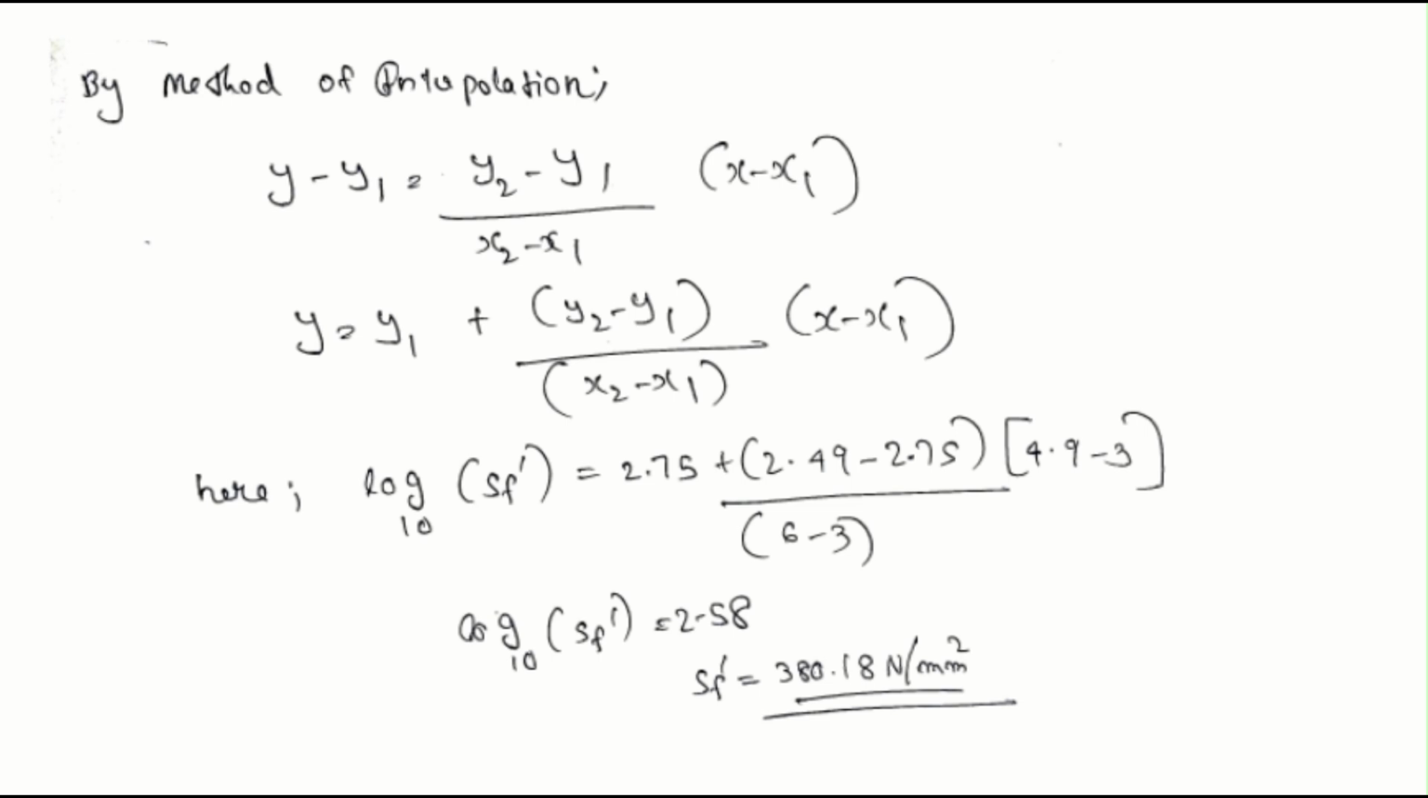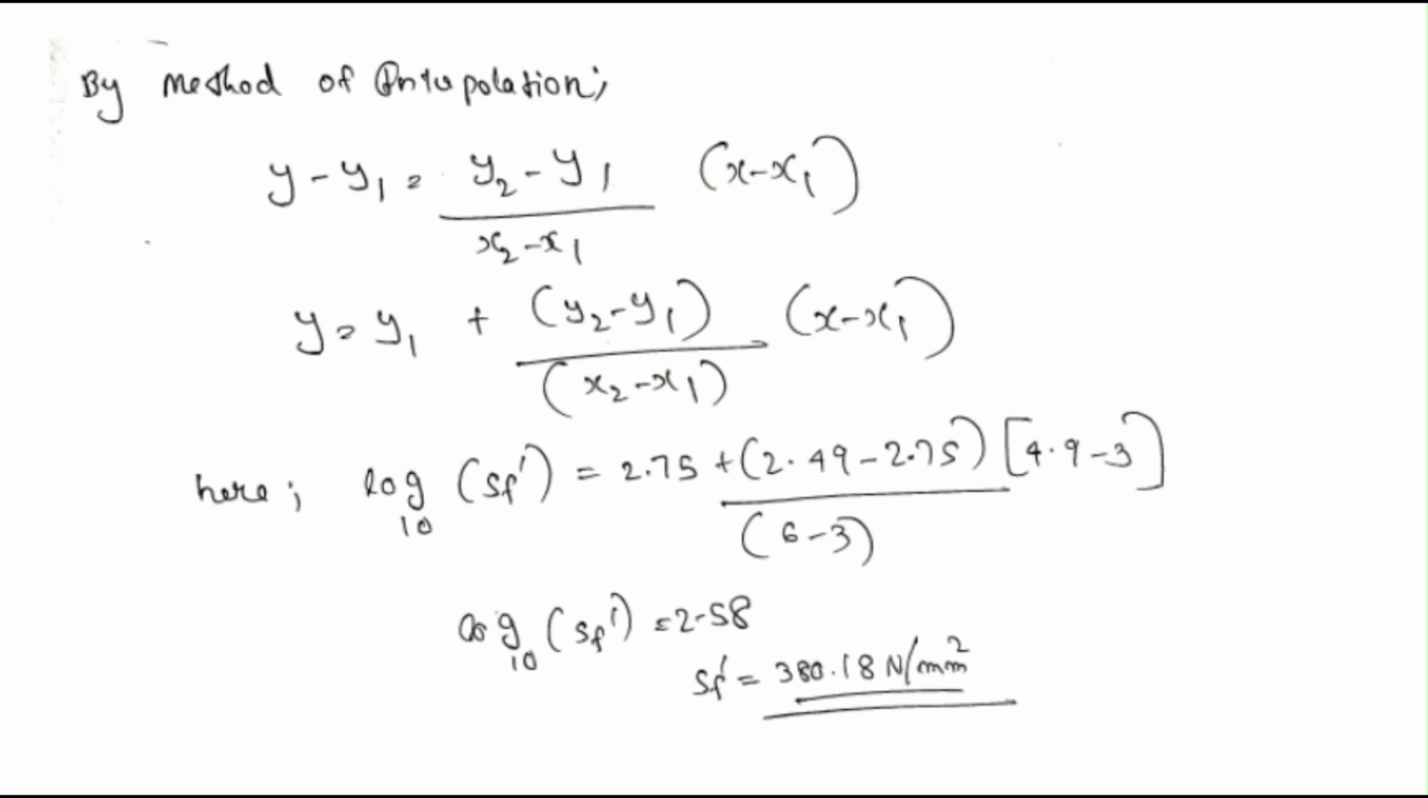We need to find the value of y because that's the thing we have to find, and we know y as log 10 S dash. We cannot write it as S dash because both the x-axis and y-axis are in the form of logarithm functions, the S-N curve being a logarithmic function. So I can only write it as log 10 of S dash.